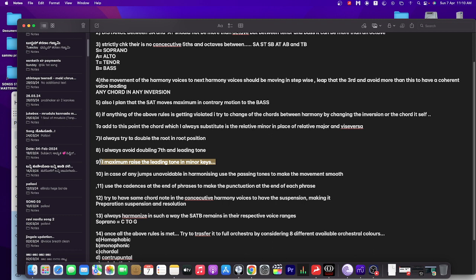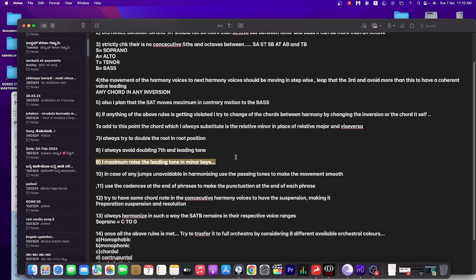Yeah, this is a very important rule. In minor keys, always the leading tone has to be raised. For example, in C minor, if it is B flat, you have to raise the B flat to B. So that is very important, that you have to raise the seventh note to the major seventh. So if it is B flat, you have to raise it to B. In G minor, if it is F, you have to raise the F to F sharp. Like this, you have to raise the seventh. That is a very important rule to consider.